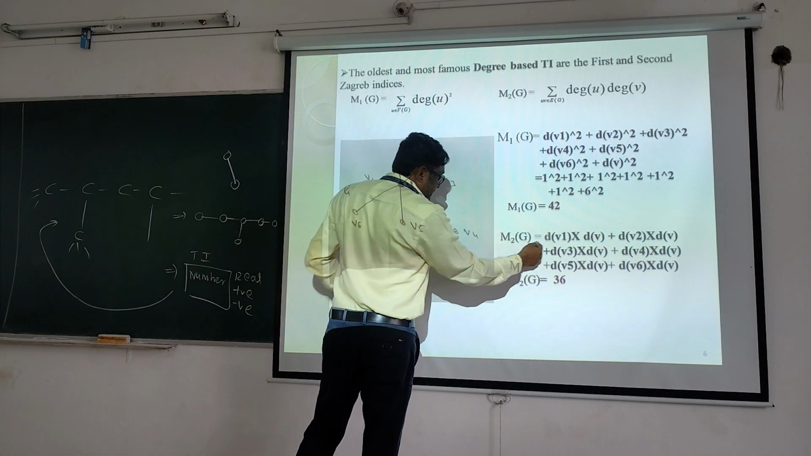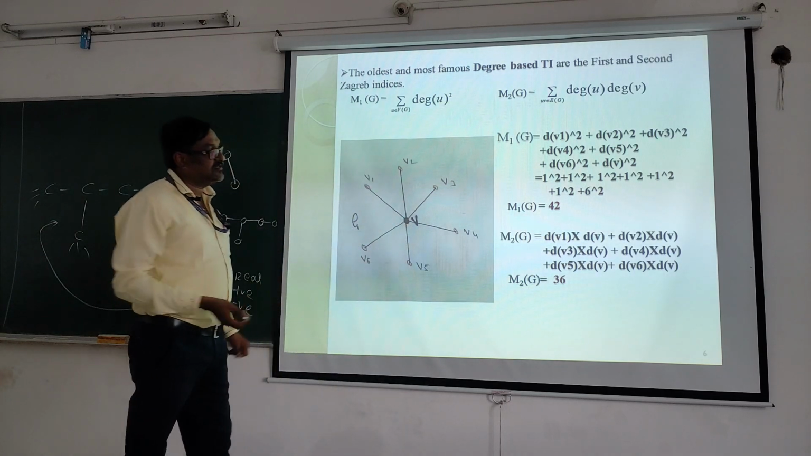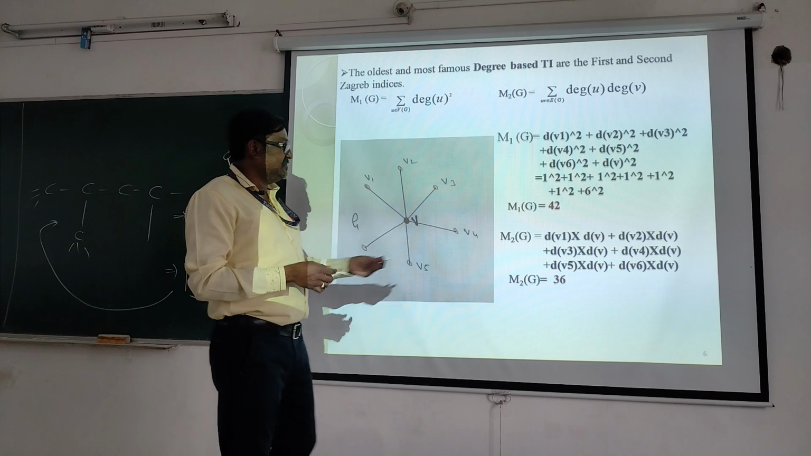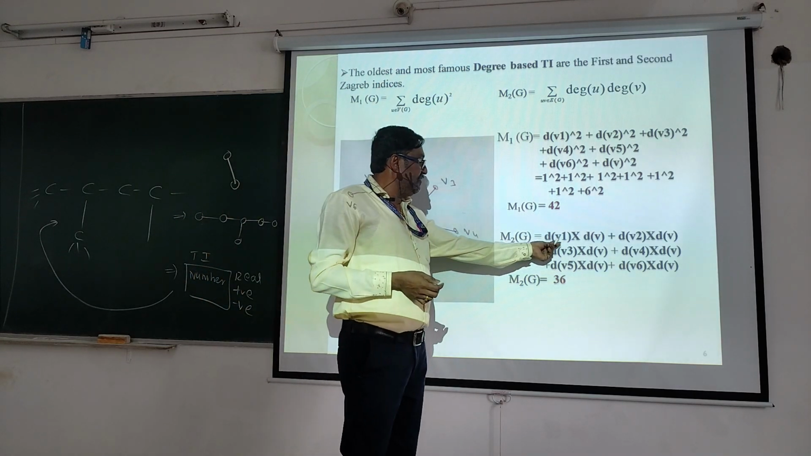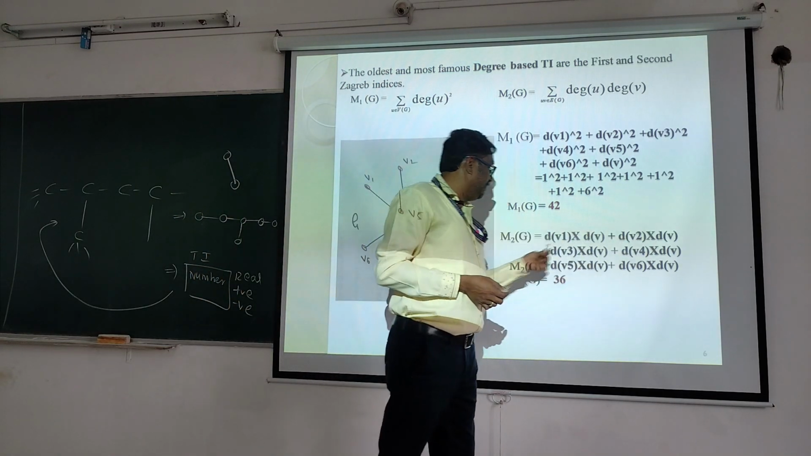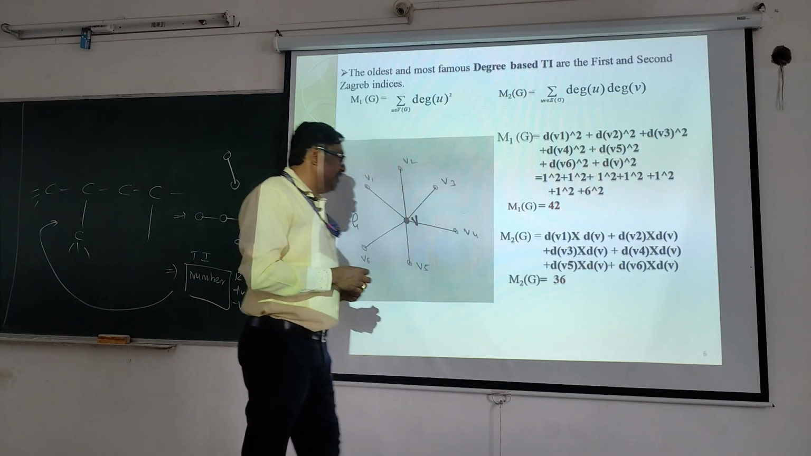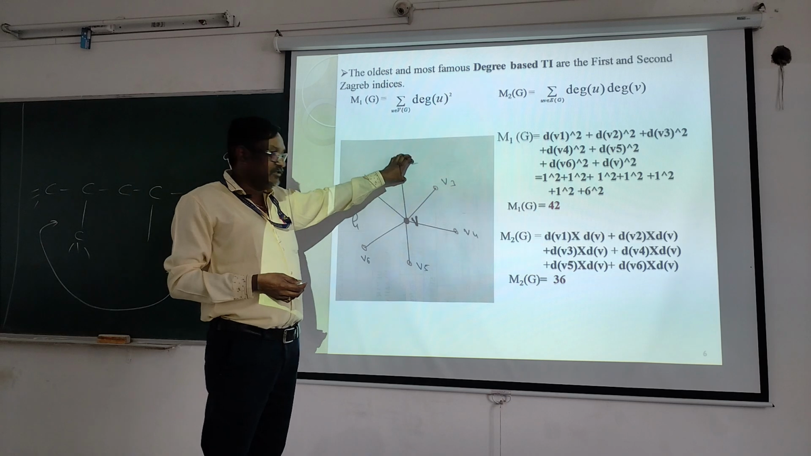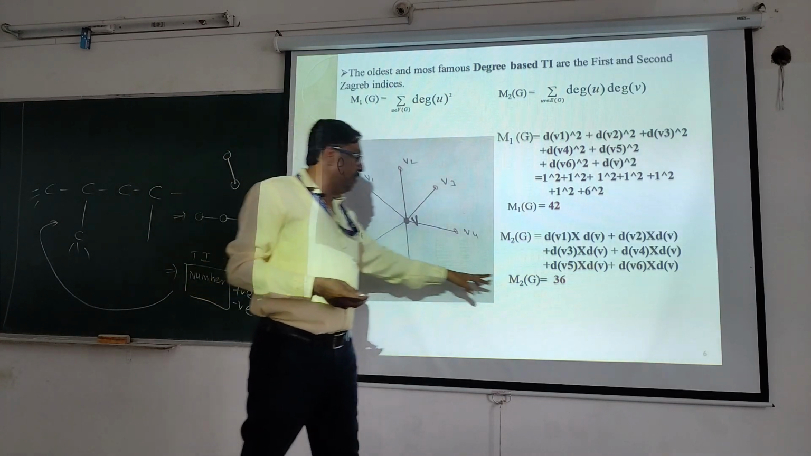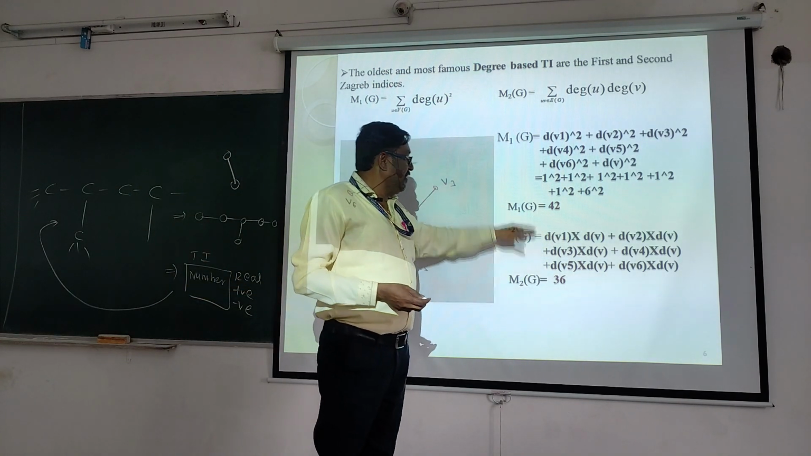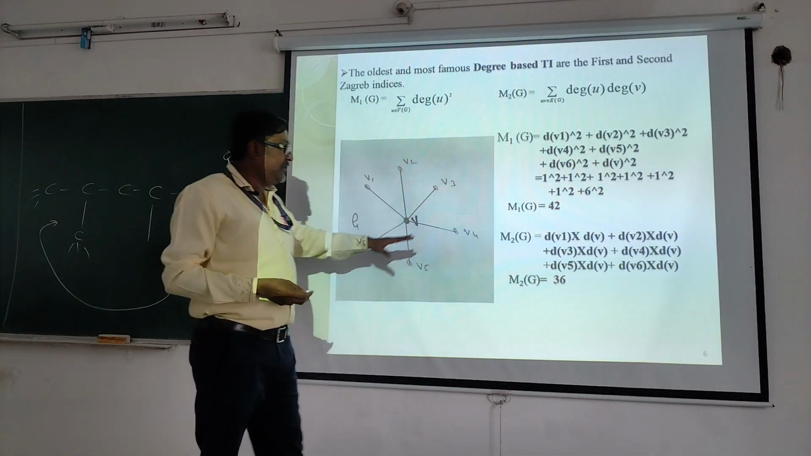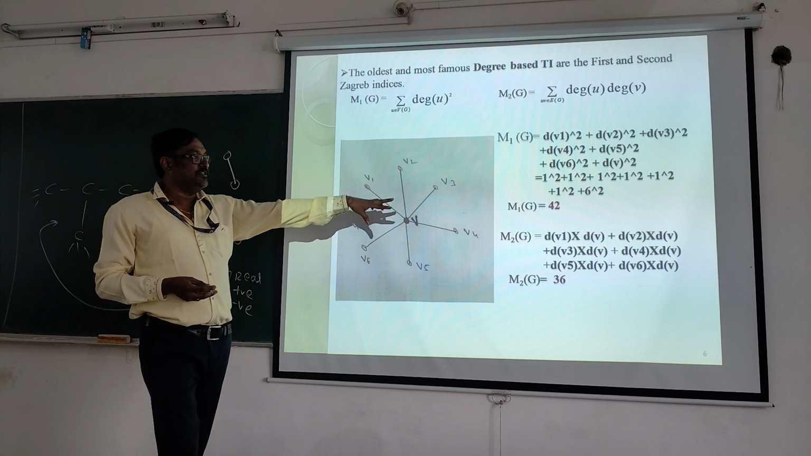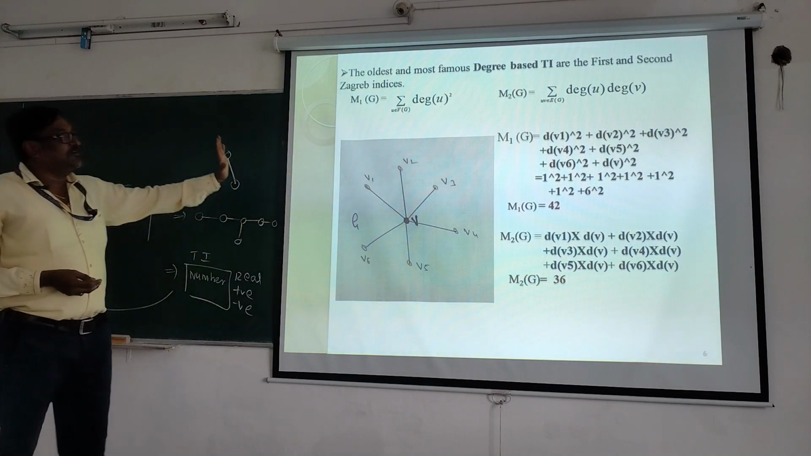Similarly, this is the second Zagreb index. For the second Zagreb index, we have a formula: summation over the product of degrees of vertices and edges. So here we can write down degree of V1 into degree of V, degree of V2 into degree of V, till degree of V6 into degree of V. As I mentioned, degree of V1 is 1, degree of V2 is 1, degree of V is 6. Using all those, we are able to find out the first and second Zagreb index of the undirected simple graph. We got M1(G) as 42, M2(G) as 36.